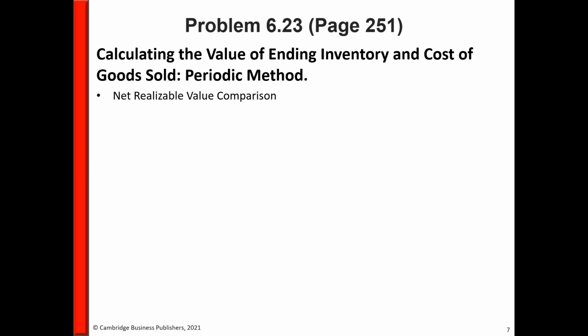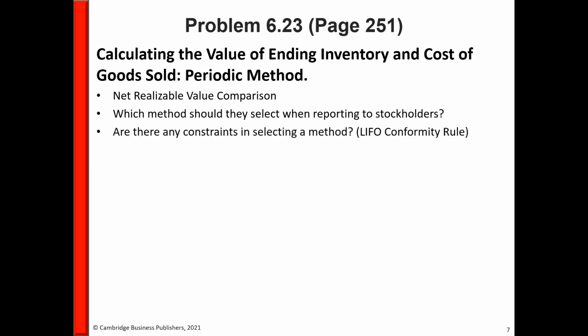So what we need to do is get the cost of goods sold, and then we have to calculate the inventory. But the lower of cost or market rule says get your ending inventory under either LIFO, FIFO, or weighted average, compare it to the net realizable value, and take the lower of the two. So I think what we had in this particular case was the net realizable value was actually lower than the FIFO inventory. If that was the case, then you would have used the lower of cost or market. You needed to answer the question, which method should they select when reporting to the stockholders? And again, you should have put into your solution here the LIFO conformity rule, which says what you use for tax, you must use for financial statement purposes.